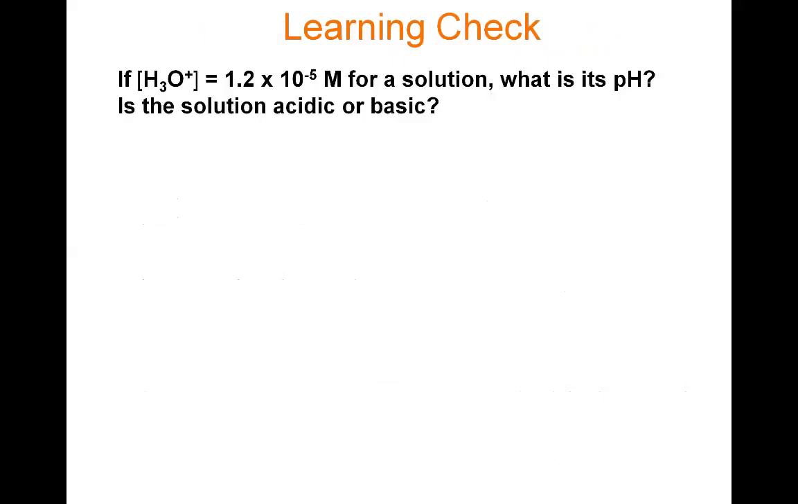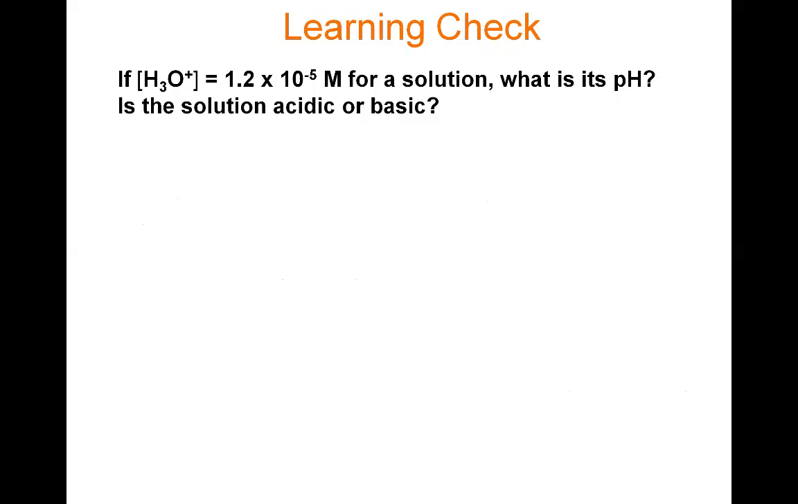Practice problem number 11 in your list of practice problems. If H3O+ is equal to 1.2 × 10⁻⁵ molar for a solution, what is its pH? Once you have the pH, you can decide if the solution is acidic or basic. Again, you can pause now before hearing the solution.